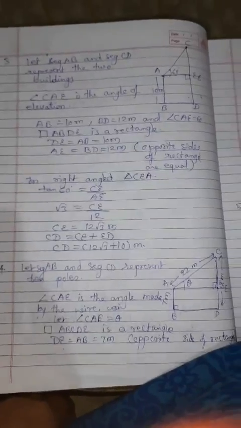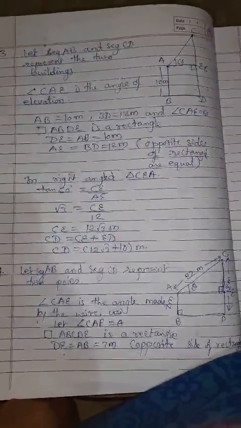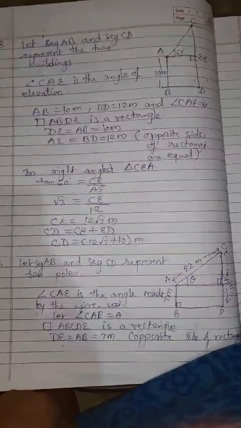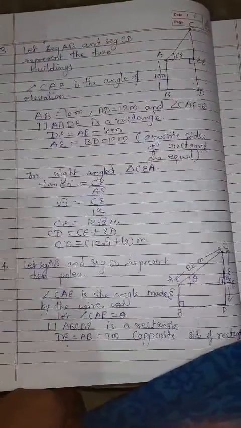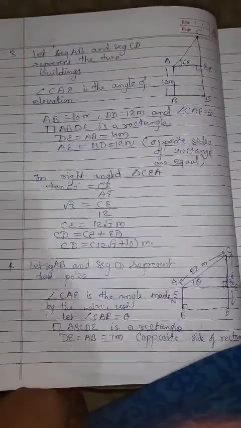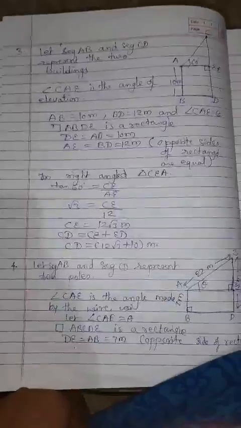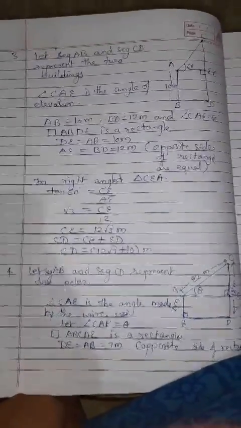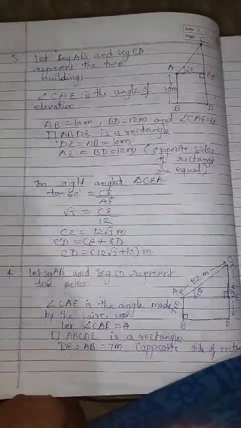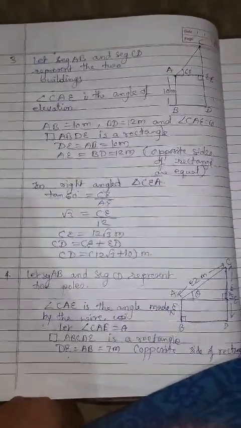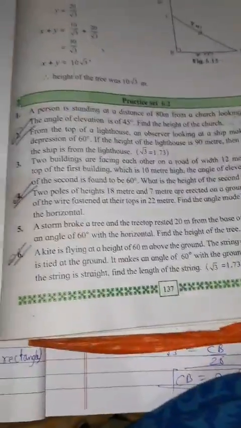So in right angle triangle CEA, tan 60 is equal to CE upon AE. So root 3 is equal to CE upon 12, that is the value of AE. CE equals 12 root 3. So CD, we have to find out the height of the second building. The height of the second building is represented here by the segment CD. So CD is equal to CE plus ED, 12 root 3 plus 10. That is the height of the second building.